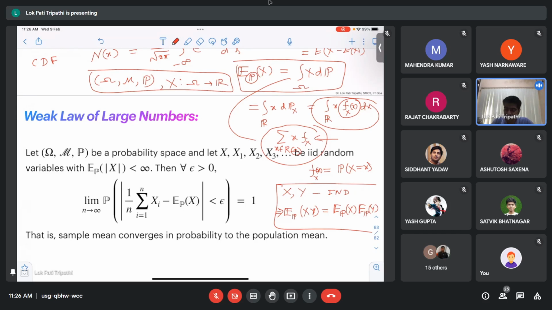Because in that case, we can write this expectation if it is discrete in terms of a sum, if it is continuous in terms of integral of certain function, Lebesgue integral. Okay. So we have seen this result in our probability course last year.